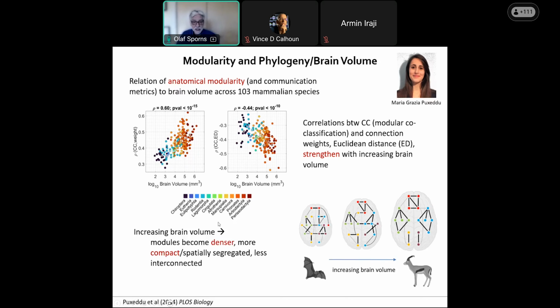I'm skipping many results from Maria's paper here, but at the end, what we're looking at is a schematic summarizing the main findings of the paper. We're seeing as brains get bigger in size, modules become more well-defined, more offset from each other in terms of topology, and they also become denser, internally more strongly connected with each other, and spatially more compact, which places the connections that link up these modules over long distances at very high premium in animals that have large brains.